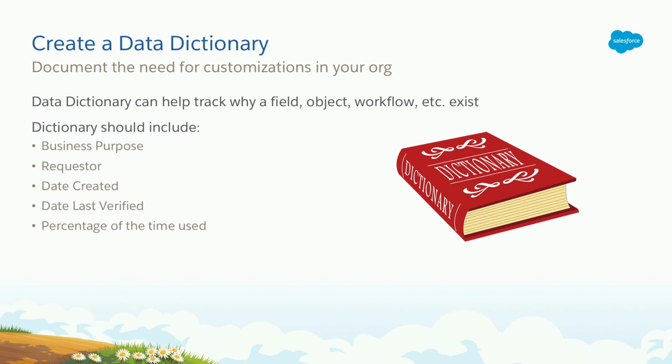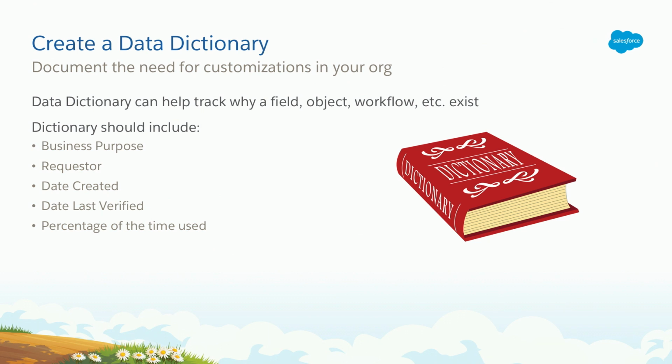And the data dictionary should include some key things, right? It should include the business purpose. Why does this field exist? Why does this object exist? Why does this workflow exist? There's got to be a reason for it. If you can't find a reason, probably a good indication that it might be time for that to be removed. Who requested it?